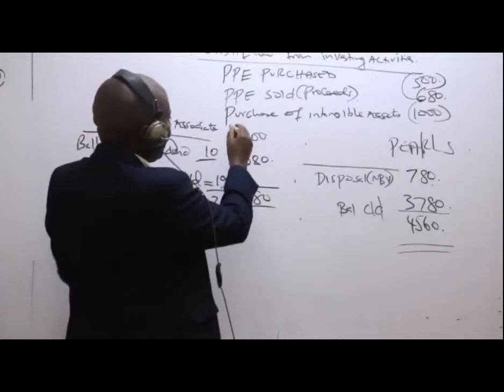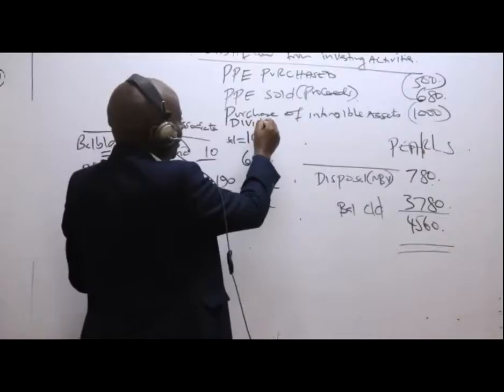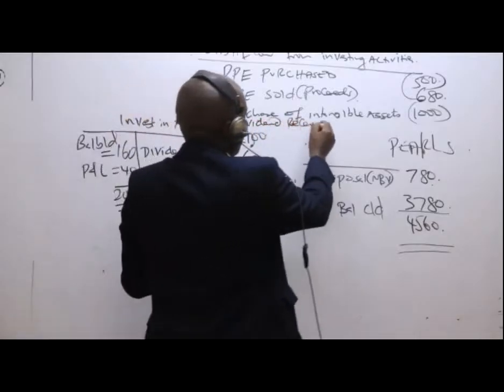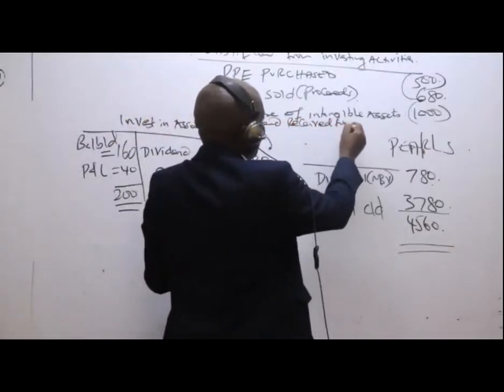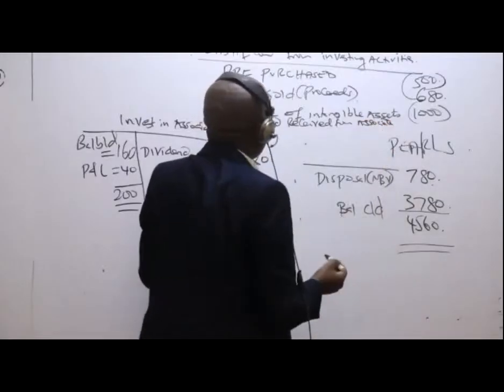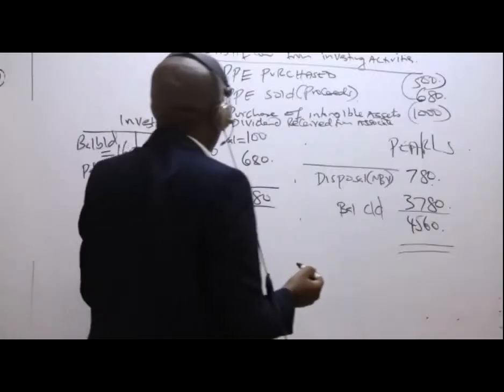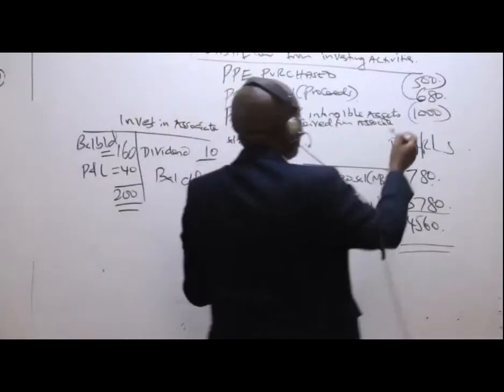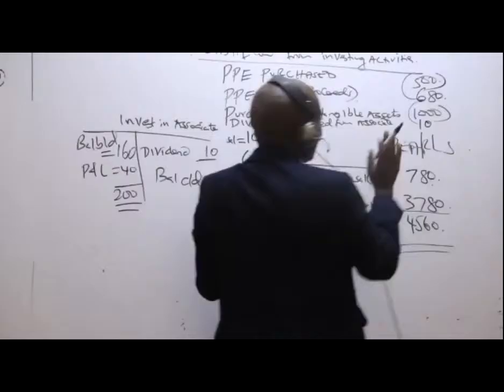So it's an investment. So mention there dividend received from associate. And then I can see a good student asking a very good question there. Dividend received from associate is 10. Dividend received from there, it's positive, 10.